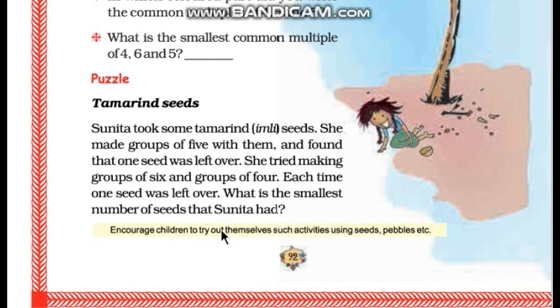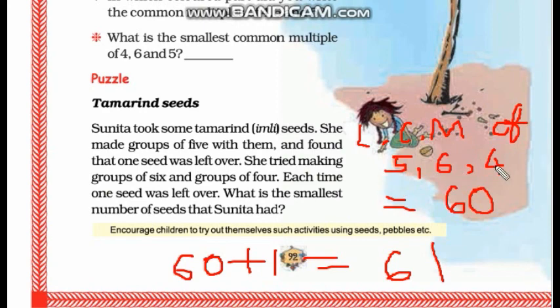Here it is written smallest number of seeds. Wherever it is written smallest or shortest number of, we are supposed to find the LCM of those numbers. As we found the LCM of 5, 6 and 4 is equal to 60 in the previous question with both methods, but here by grouping the remaining seed will be 1 more than 60. So we have to add 1 to this 60. So 60 plus 1 is equal to 61.